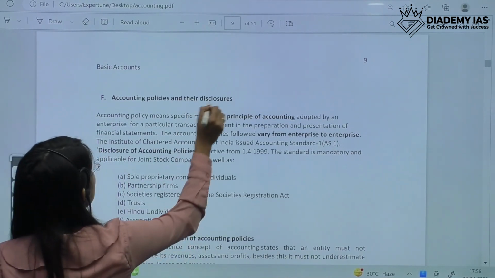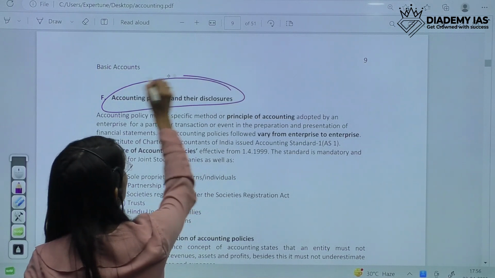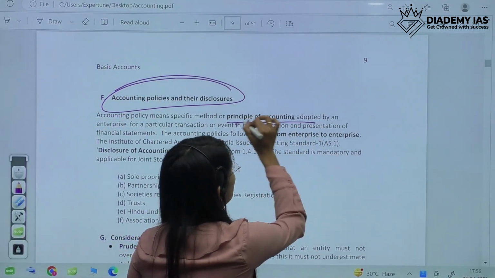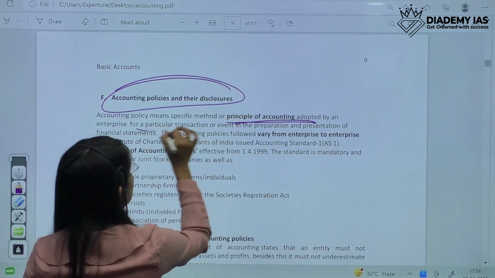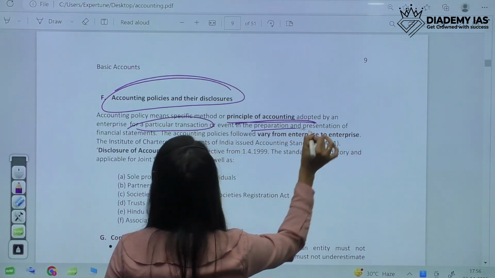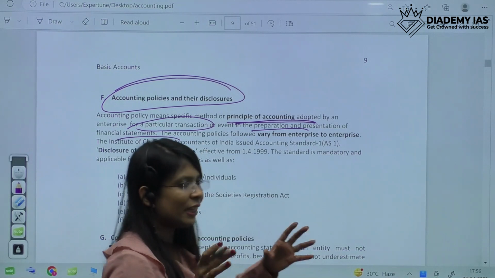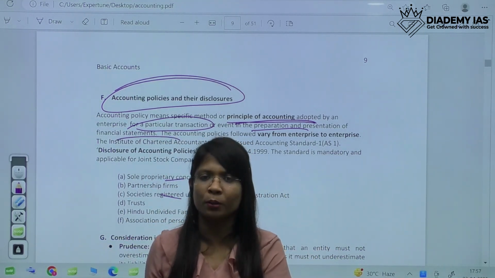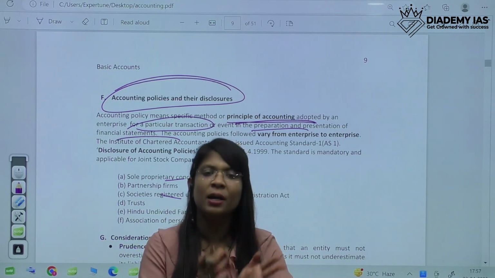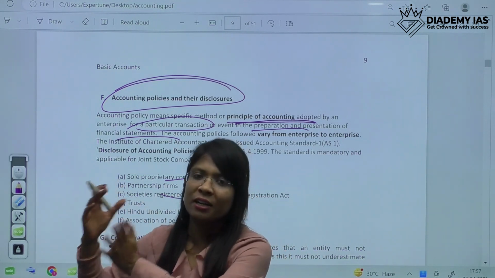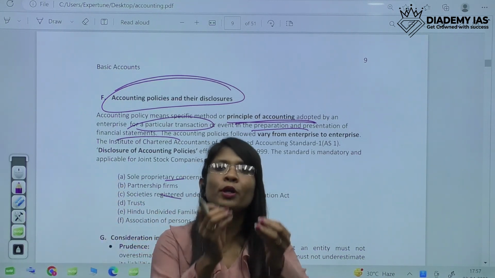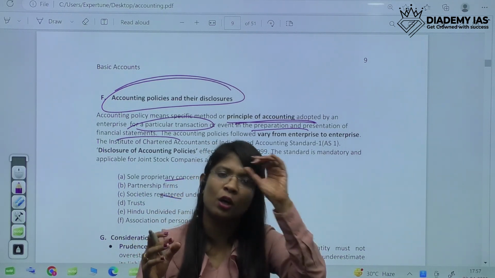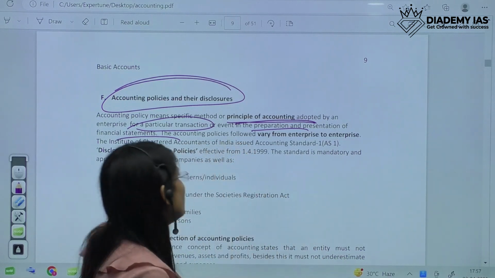And then we come to accounting policies. Accounting policies are the principles of accounting which are adopted by a particular enterprise in the preparation of its financial statements. They are specific to a certain enterprise. Everyone will follow a different accounting policy. Accounting standards are uniform, but accounting policy will be different for different enterprises. It will be unique to you and unique to me also. I can follow a different accounting policy and you can follow a different accounting policy.